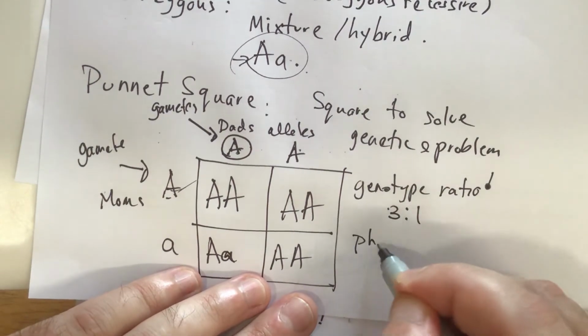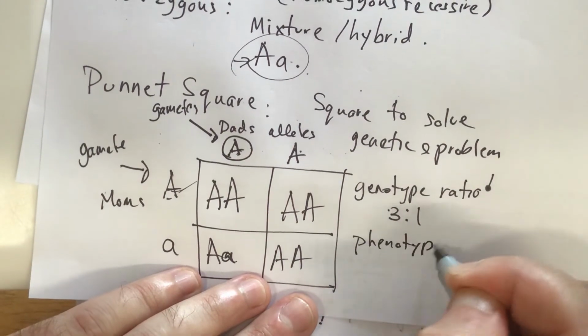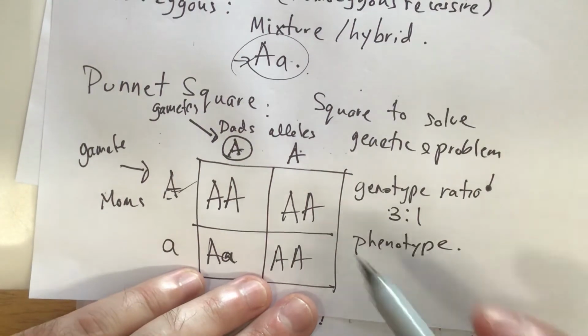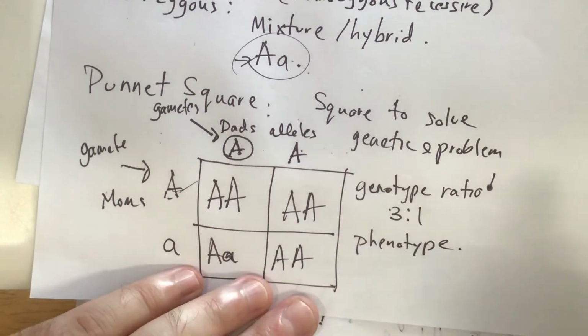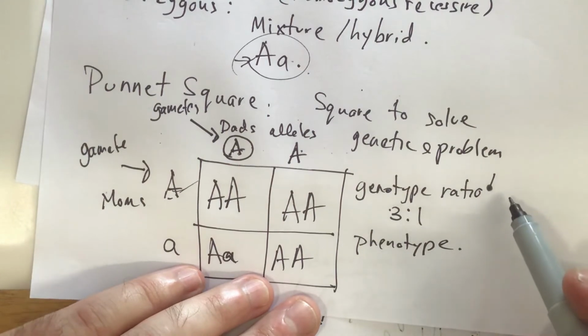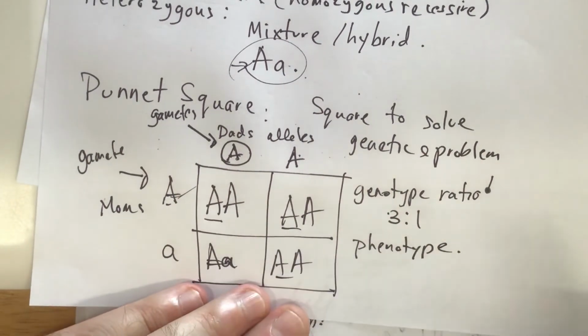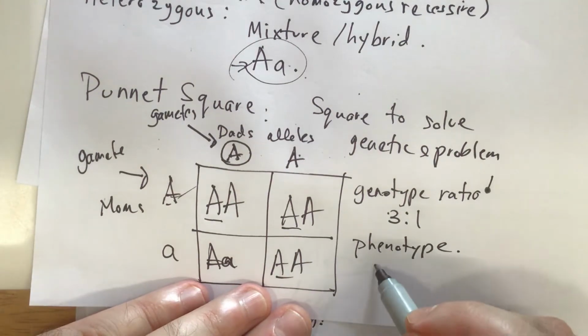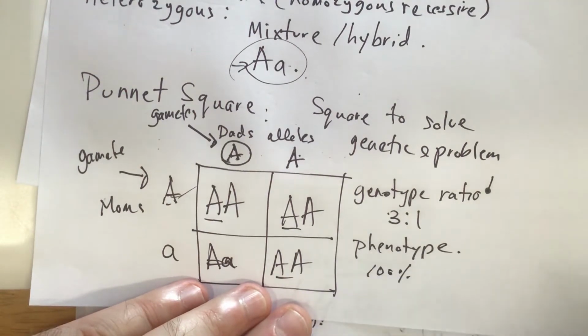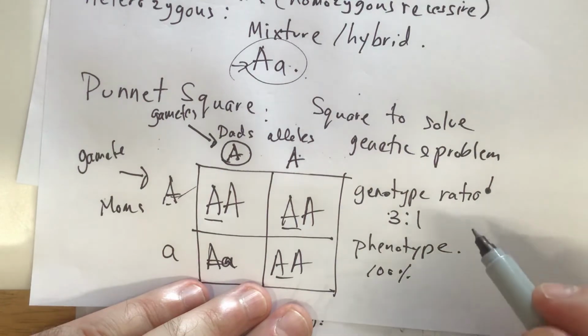But then we can also talk about the phenotype ratio. And this phenotype ratio, if we think about whatever this trait is, the dominant part of this trait is going to be expressed because they've got capital letters dominant in all of them. So whatever the phenotype is here, it's 100% going to be expressed from the dominant trait.